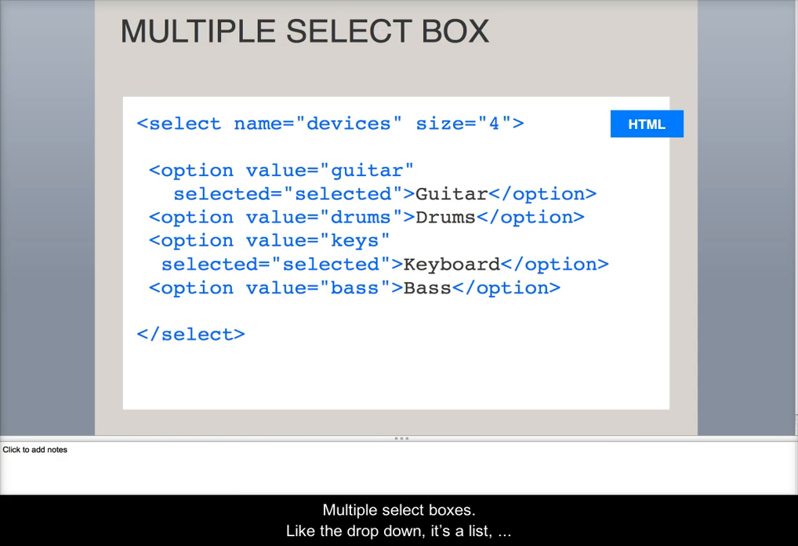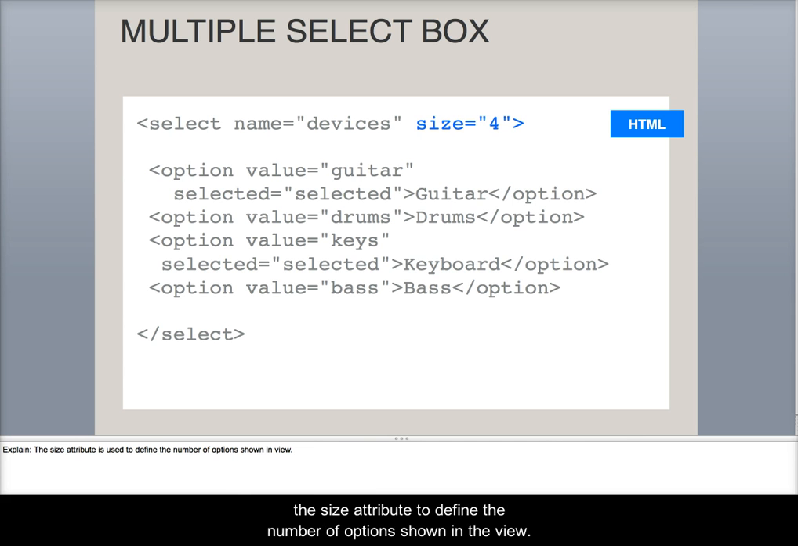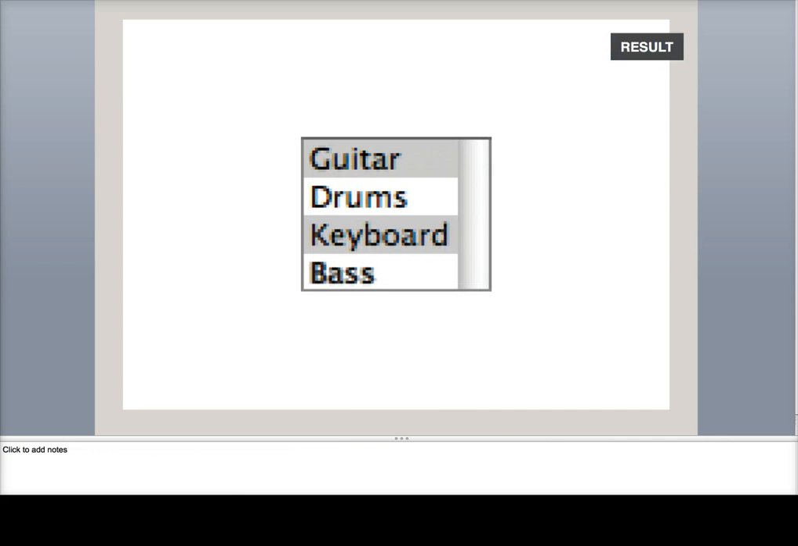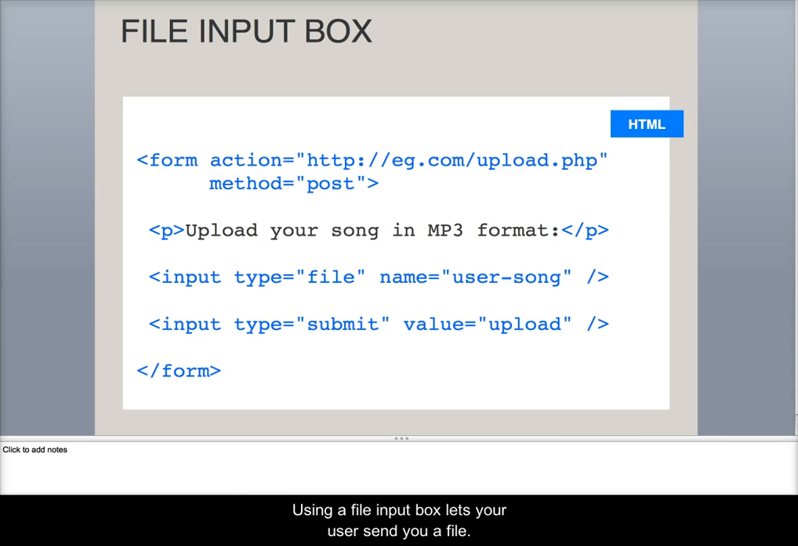Multiple select boxes, like the drop-down, are a list, but unlike the drop-down select that only allows one selection, the multiple select box allows for more than one selection. Set up much like the select drop-down was, this one uses the size attribute to define the number of options shown in the viewing screen or the viewing window. So the only real change from one to the other is the size attribute. Using a file input box allows your users to send you a file.